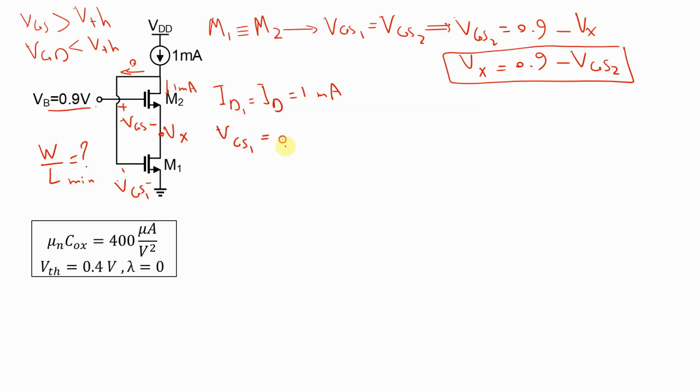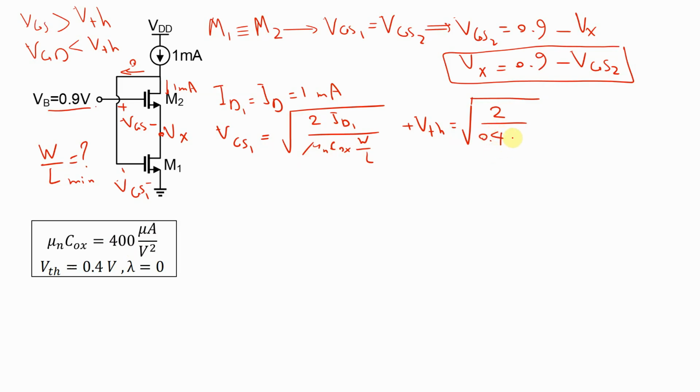VGS1 equals the square root of 2 I_D1 divided by mu_n C_ox times W over L, plus threshold voltage. So it equals the square root of 2 times 1 milliamp, which is 2, divided by mu_n C_ox. I'm going to convert mu_n C_ox from microampere per volt squared to milliamp per volt squared, so I'm going to use 0.4 milliamp per volt squared, times W over L, which is something that we're looking for, plus threshold voltage, which was 0.4.